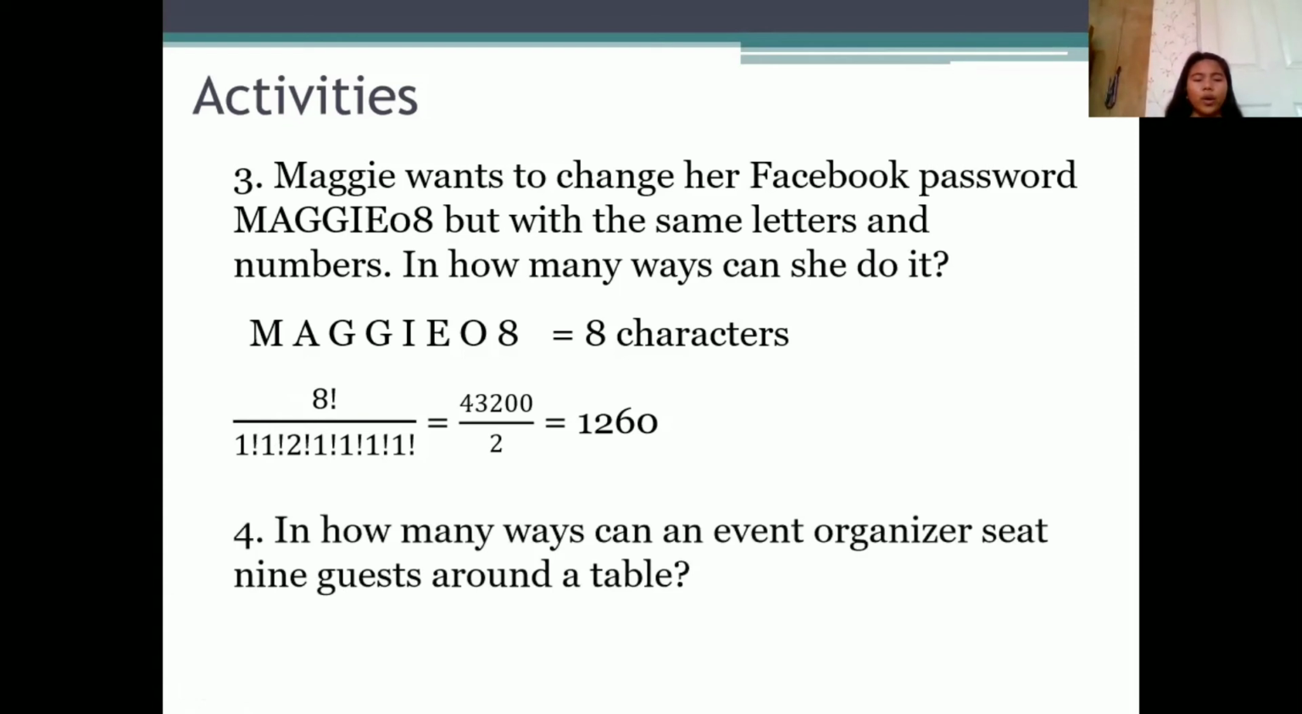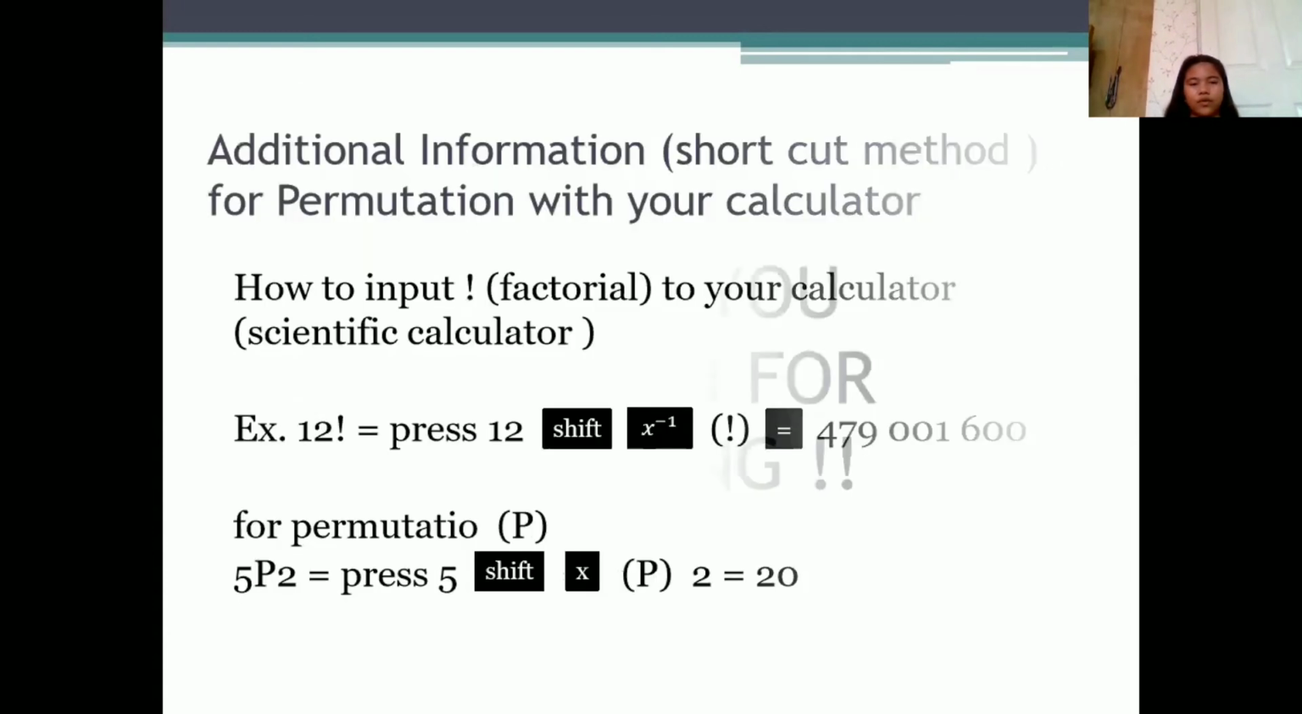Okay, next, number 4. In how many ways can an event organizer seat 9 guests around a table? It's a round table, so what is the formula? We have 9 guests, so our n is 9, then minus 1. 9 minus 1 factorial is 8 factorial, and 8 factorial is equal to 40,320. Okay, that's all for our activities.